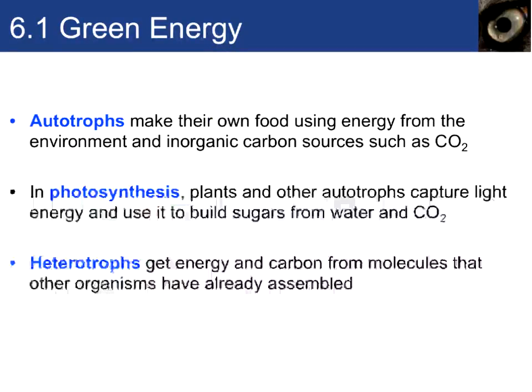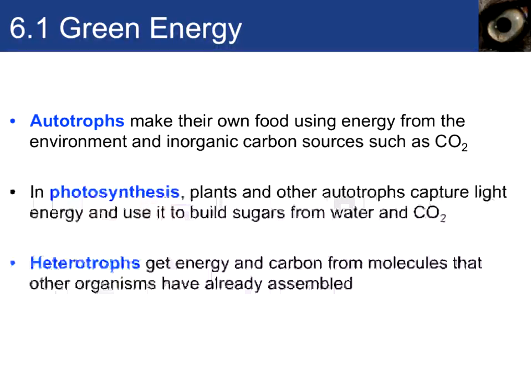There are two main types of organisms on the earth. The autotrophs make their own food, and they use energy from the environment and inorganic carbon sources such as carbon dioxide. These are what we call producers in chapter 1.